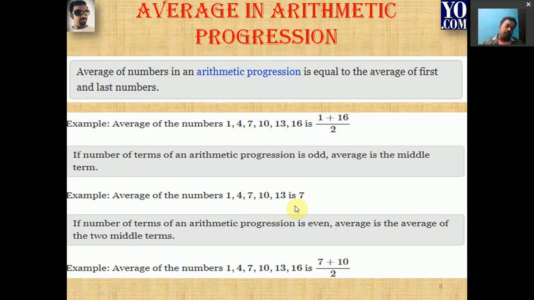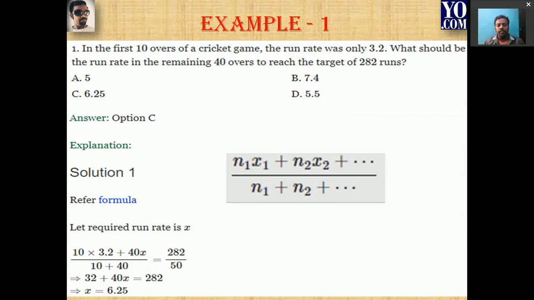If it is an even count, what will happen? Consider again, add 16. If it is even, the average is the average of the middle terms, 7 and 10. The average of 7 and 10 is the entire average. Okay, it is the easiest method to calculate the average in an arithmetic progression. Then we are going to see the examples.